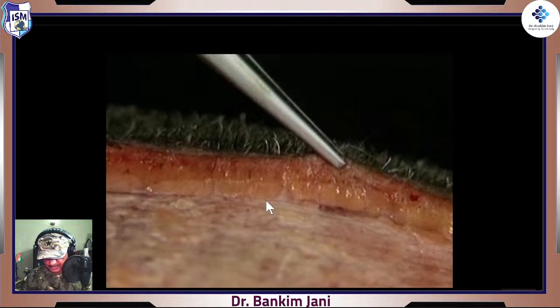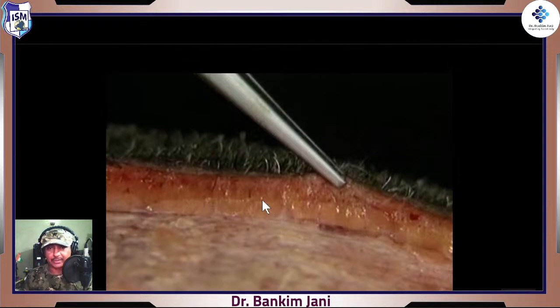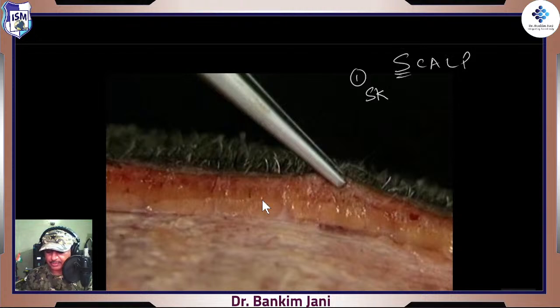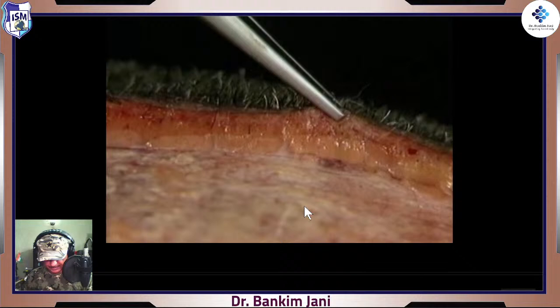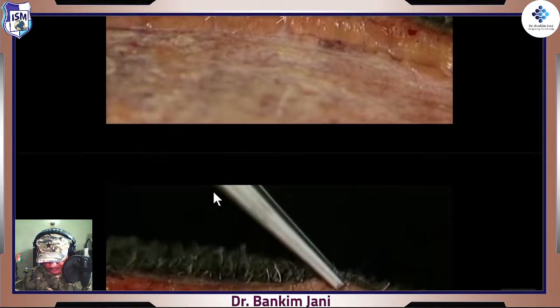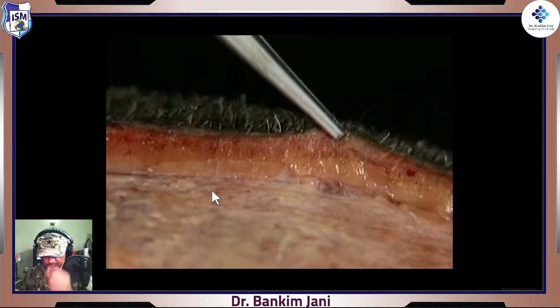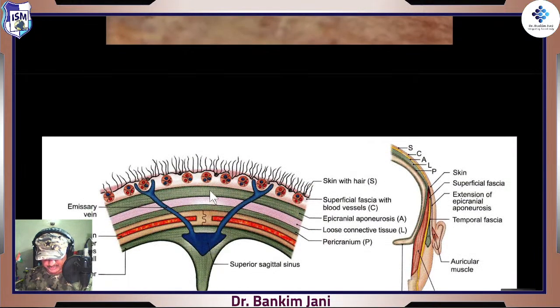When we really see this, this is the final layer in scalp, the skin, and that skin is tough. This is hair-bearing, thick skin, so much so that you can even watch the hair follicles. Same image, just to show how tough and how thick the structure is.